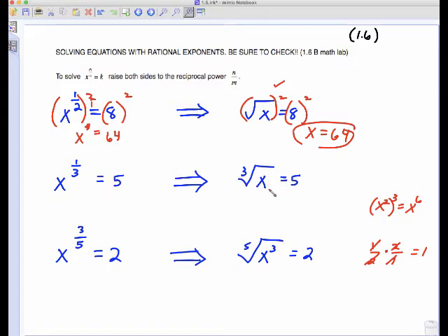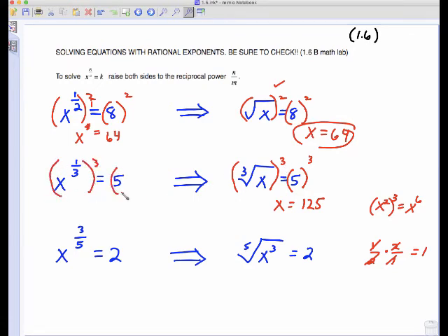So go back to radical form. This is the cube root of x. To undo that, we will cube both sides, because cubing is the opposite of cube root. That gives me x equals 125. Now, how does that apply over here? In terms of this problem, we raise both sides to the 3rd power, which is what we're doing.